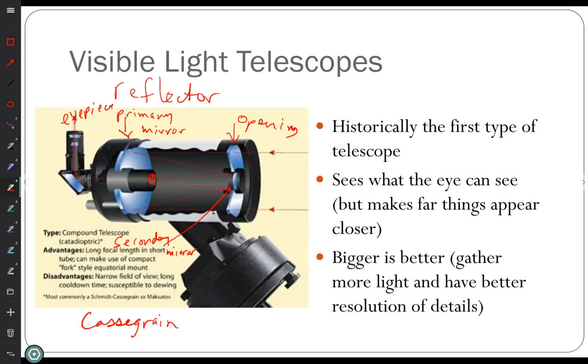And actually, often you have at that opening a plate that does something special. It's called a Schmidt corrector to correct one of the optic problems. But that's your most common type of telescope that's used in research for visible light. And remember the magnification.